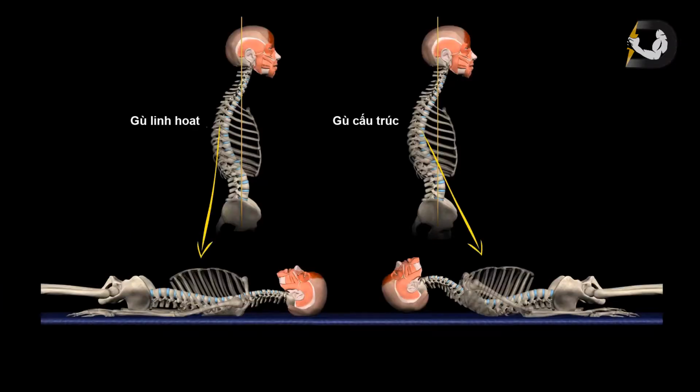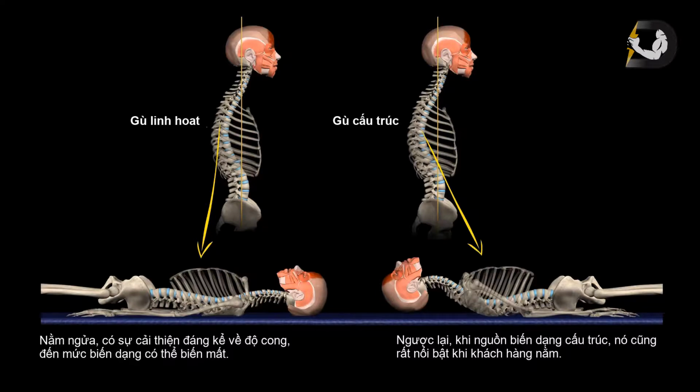On the left, it's flexible kyphosis. Lying on the back, there is a significant improvement in the curvature to the point that the deformation may disappear. On the right, it's structural kyphosis. In contrast, when the deformation source is structural, it is also very prominent when the patient is lying down.